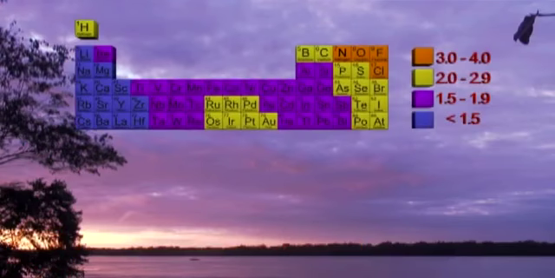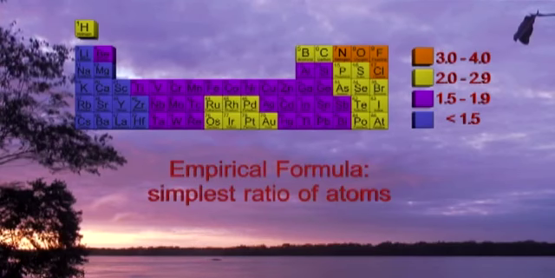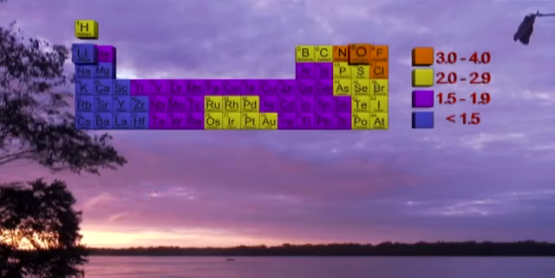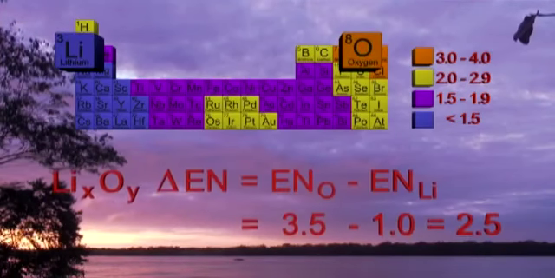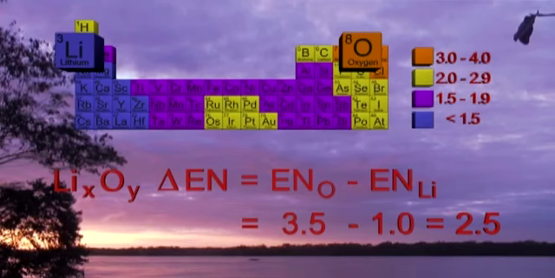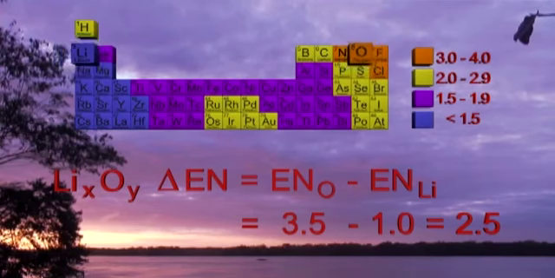If 2 atoms are combined with electronegativity differences greater than 2.1, we can even predict their final empirical formula, the simplest ratio these elements will combine. For example, what will the formula be if lithium and oxygen combine? First, the difference of electronegativity values is greater than 2.1, 2.5. Thus, an ionic bond will form.